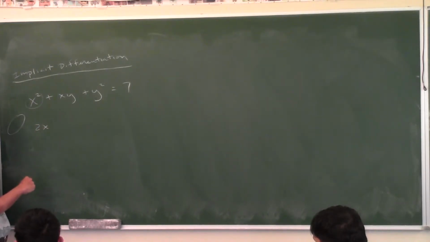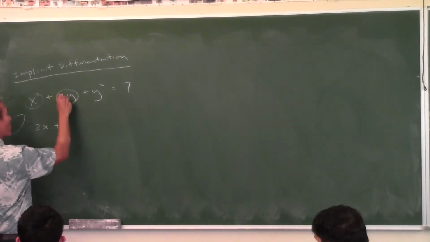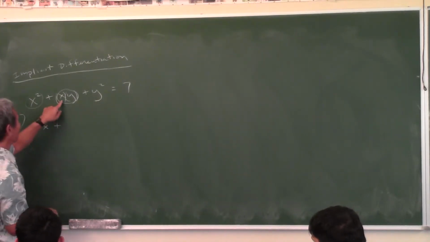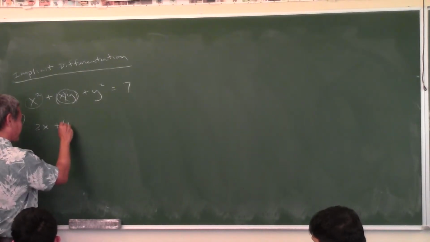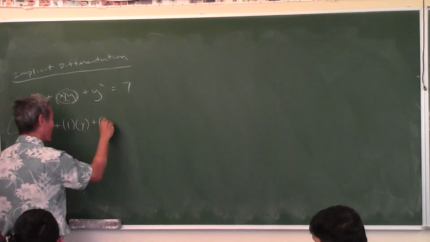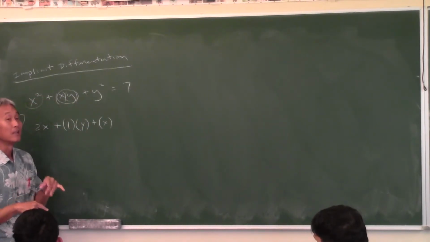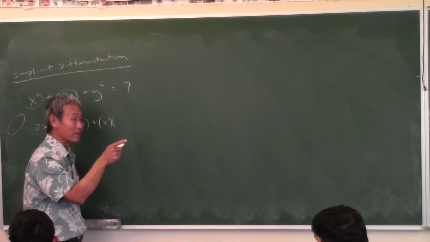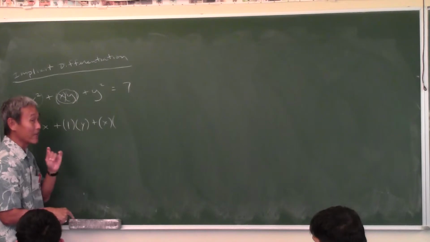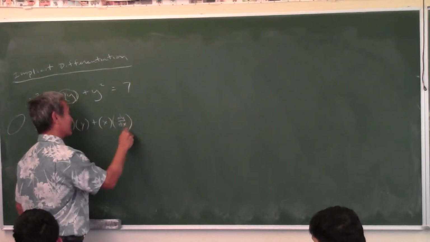What's the derivative of this with respect to x? 2x. That's easy, right? Plus, now I'm going to take the derivative of this term with respect to x. Notice that it's a product. We're going to use the product rule. Derivative of the first one, 1. Leave the second one alone. Plus, leave the first one alone. Now what is the derivative of y with respect to x? Very good. See, that's the difference between BC and AB. You're taking the derivative with respect to x, so that's why it's dy/dx.